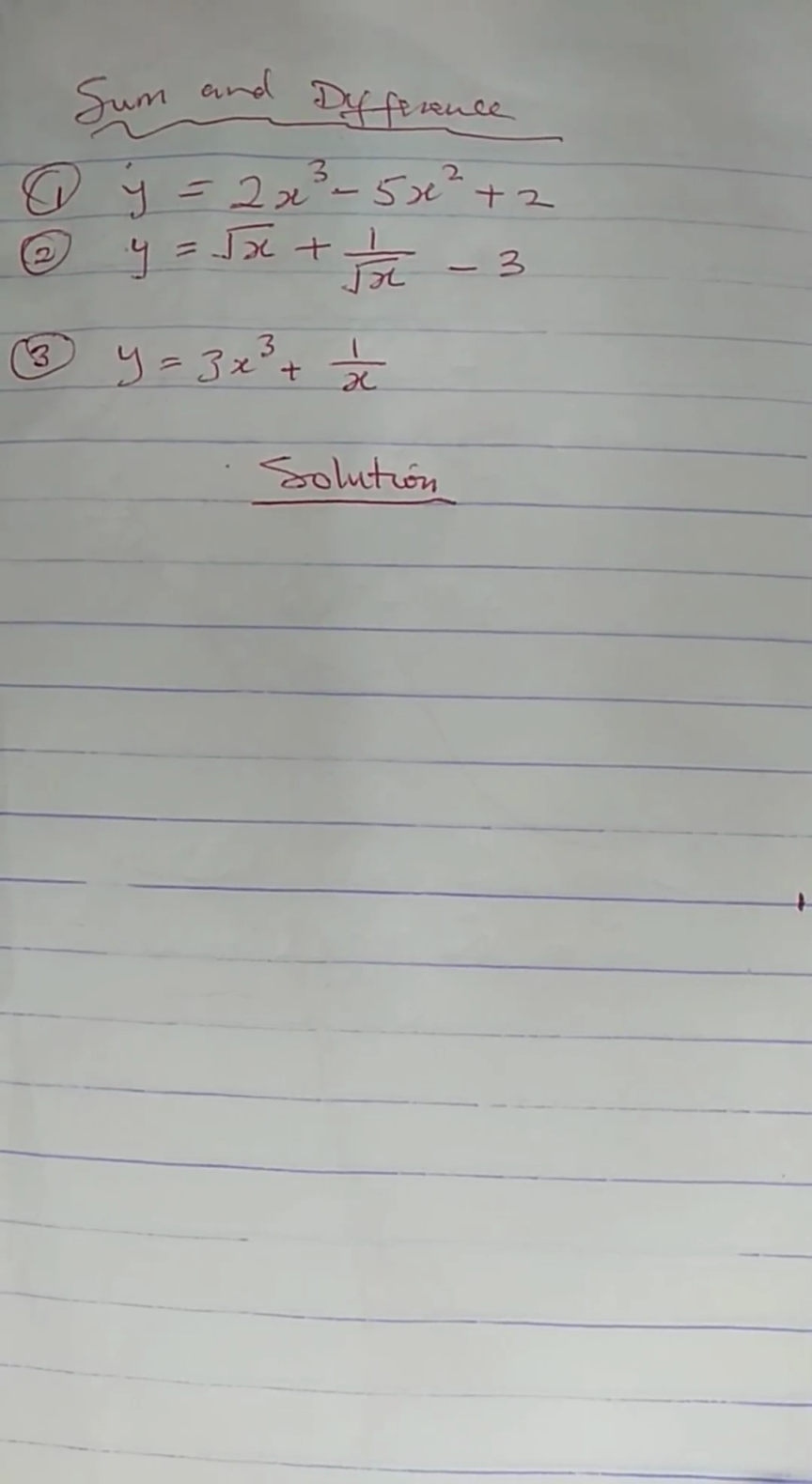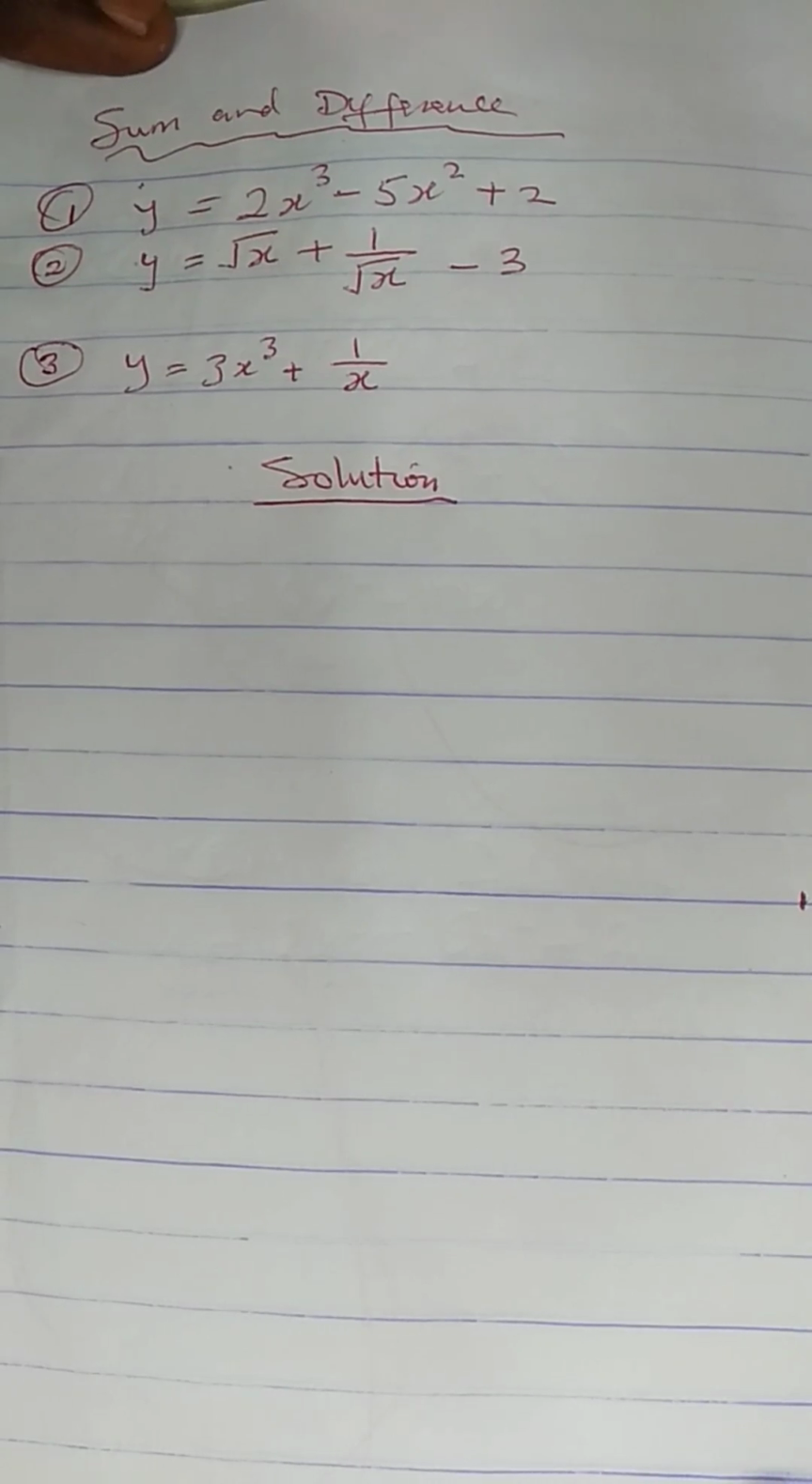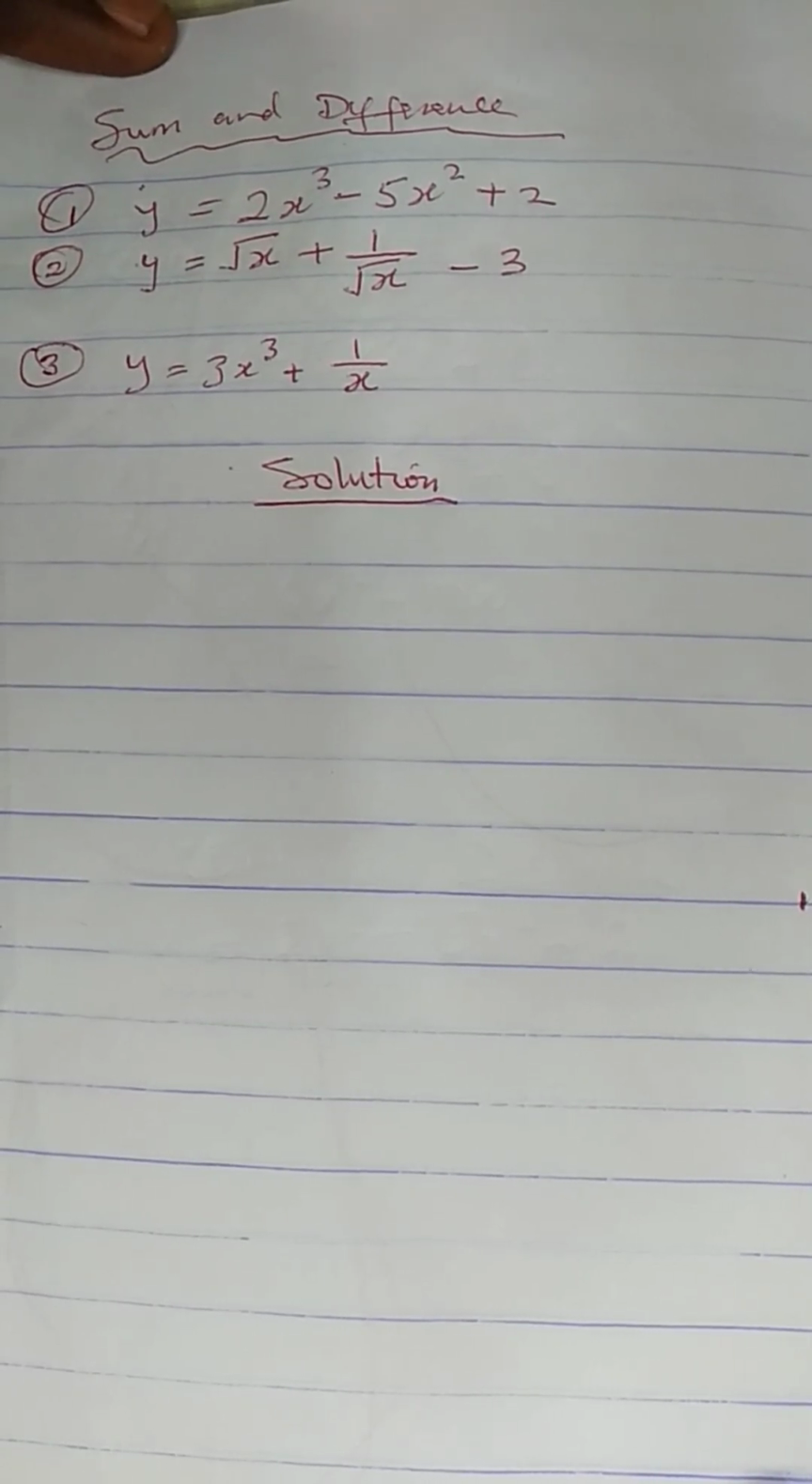Now, if you're having this, what we need to do is just differentiate each of the expressions, then we add them or we subtract them from one another. That's exactly what we are going to be doing. Now we are going to be using the standard derivative formula. Let's look at number one.